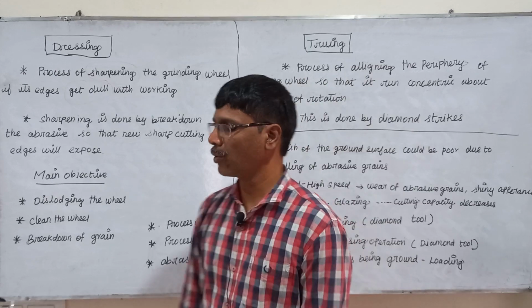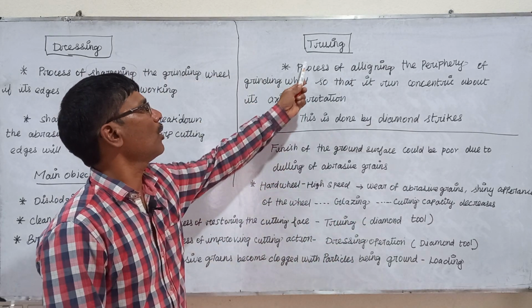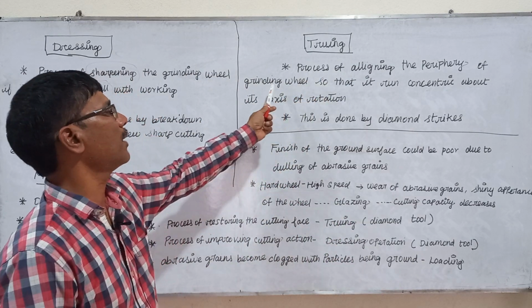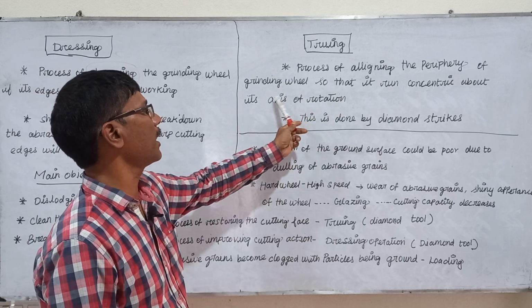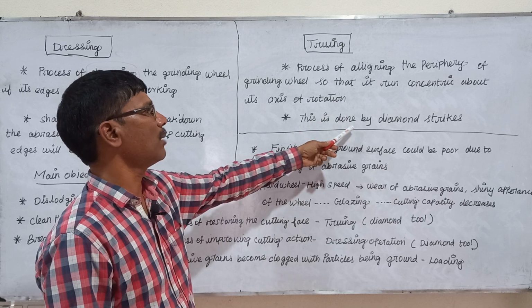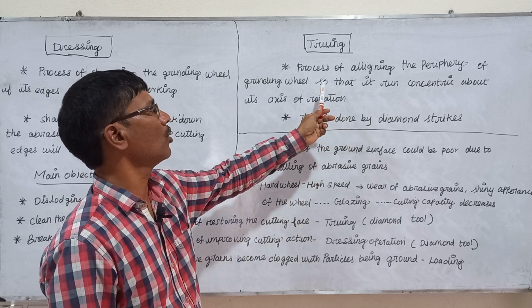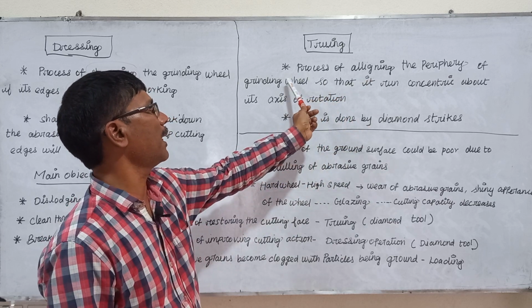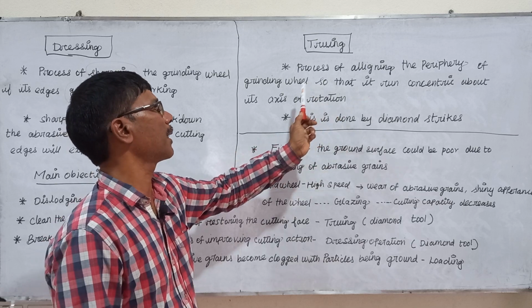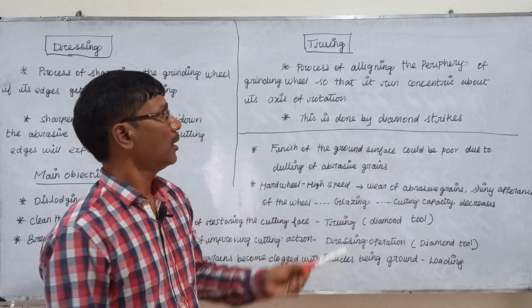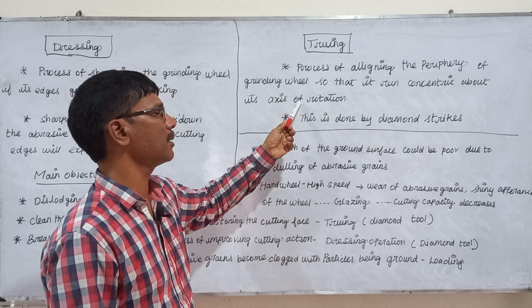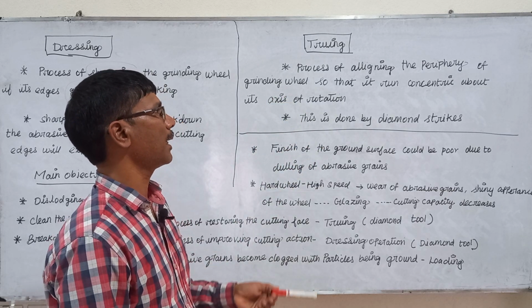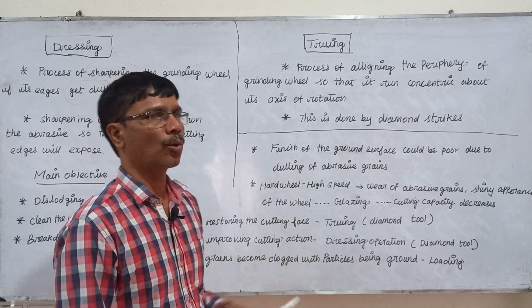The next thing you have to know is truing. Truing is the process of aligning the periphery of the grinding wheel so that it runs concentric about its axis of rotation. This is done by the diamond tool. With the help of this, we are restoring the cutting action. That is called truing.